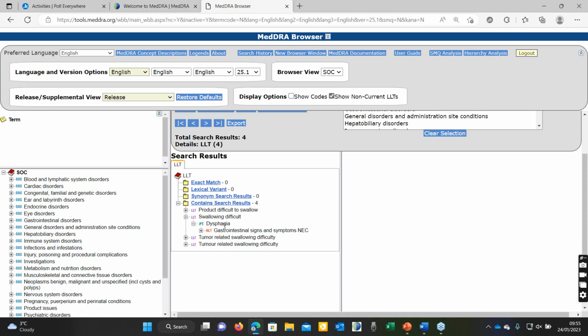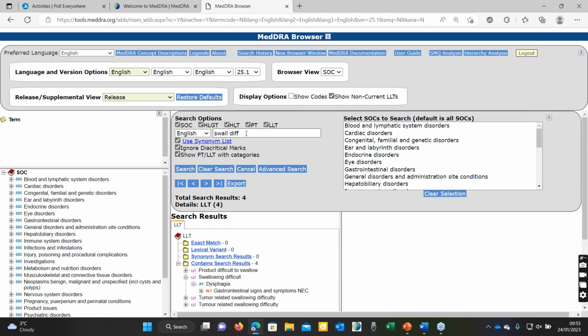And dysphagia to me includes pain. To me, that's a symptom of the dysphagia, so I won't look for a separate pain term, although it said that the pain, the lump was painful.